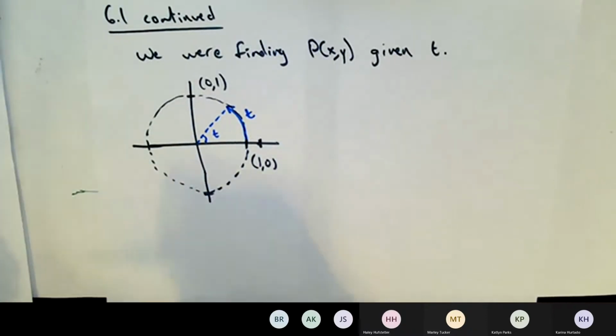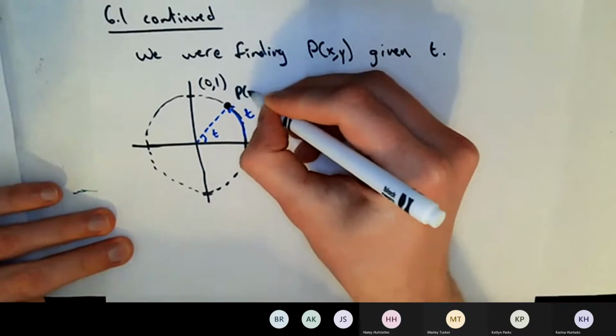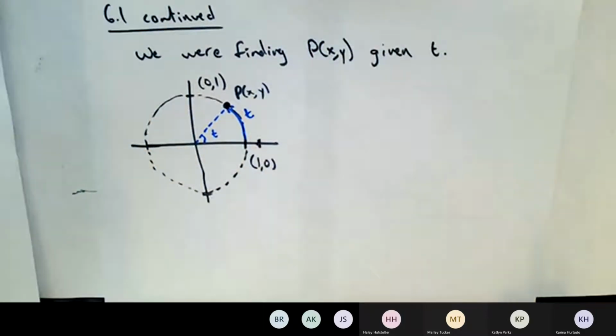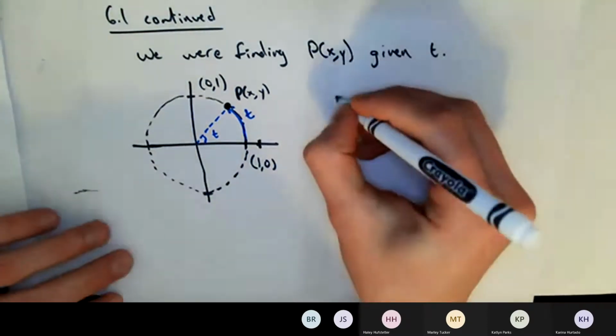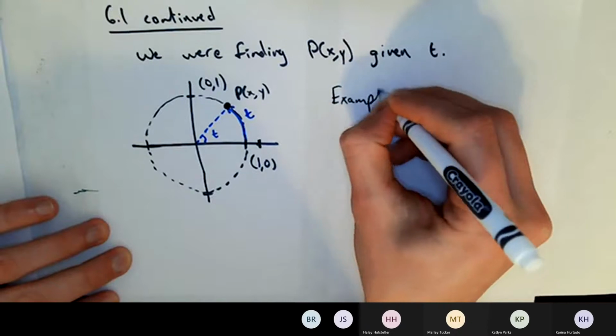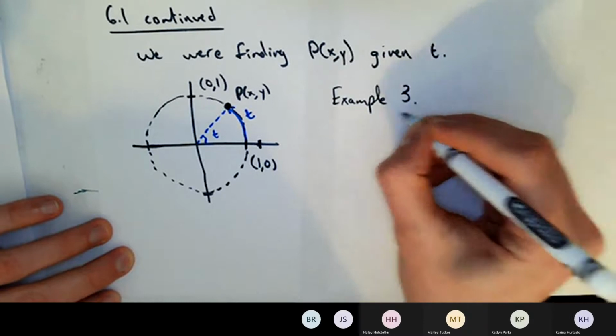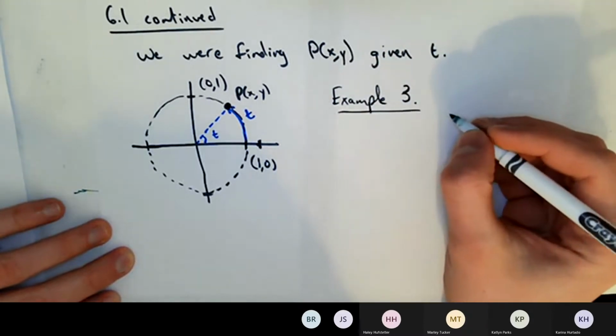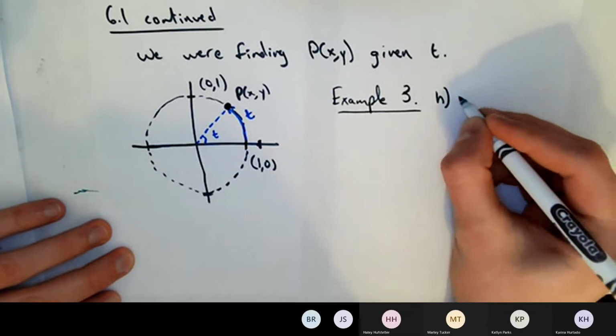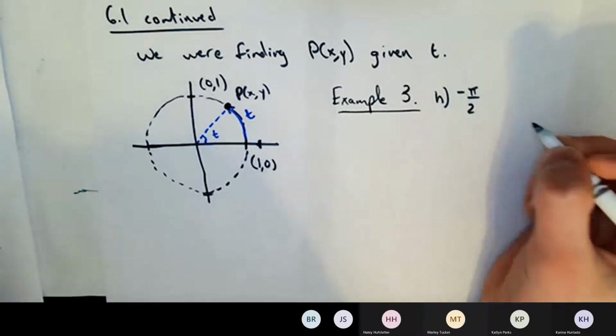Okay, so we were finding, given some t, what is the coordinate point that t lands at? That's what we were doing last time, and specifically we were doing an example where I gave you t values that landed you on some of the axes. I think I left you with f, g, and h. I'm going to do h. This is example 3 from last time. Part h is negative pi on 2.